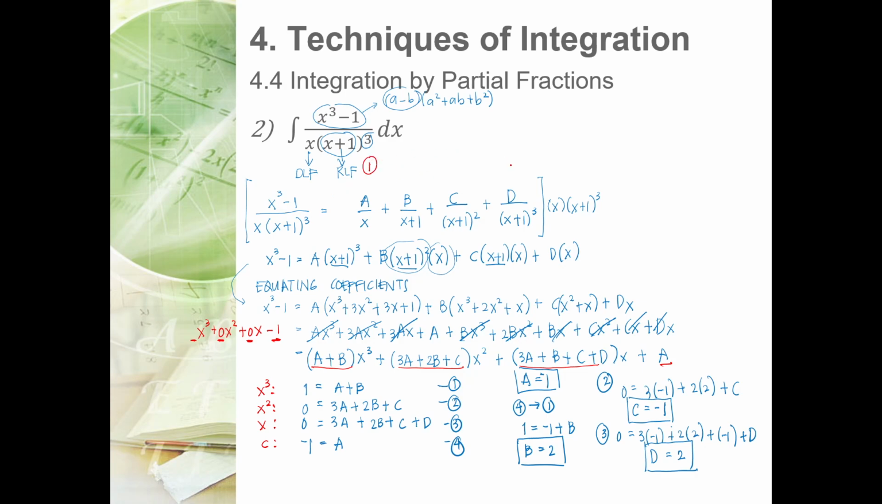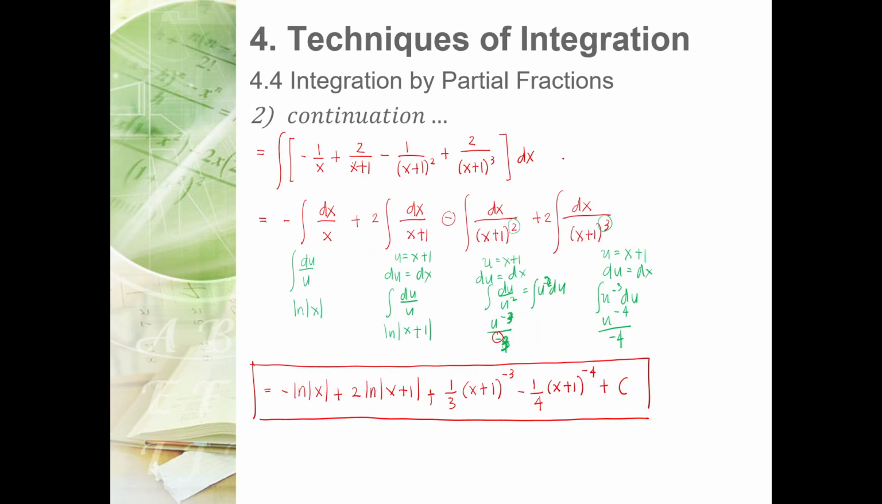So first step, second step, application of formula. Third step, multiplying by LCD, giving us this term. Fourth step is this equating coefficients. Fifth step would be integrating.